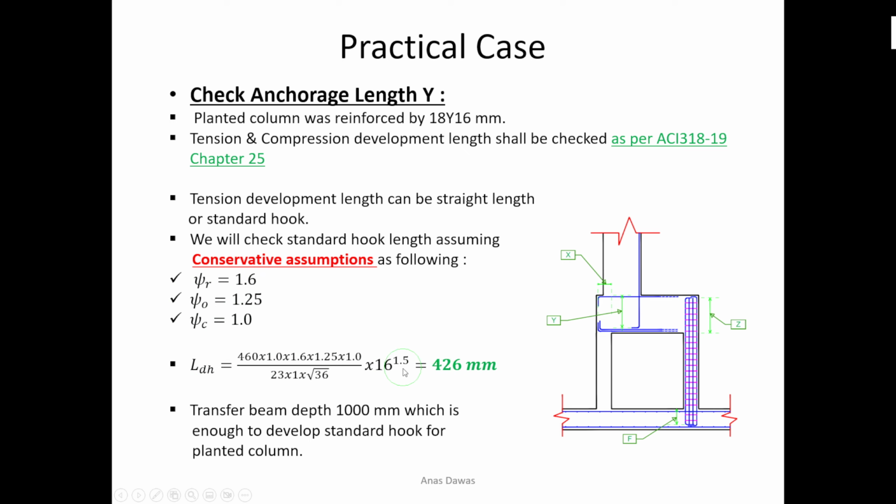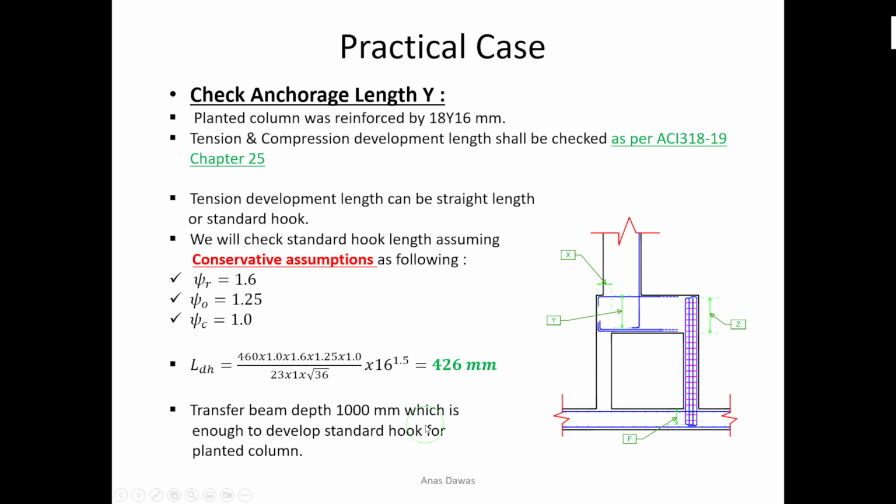426 millimeter. Here the bar is 16, because the transfer column bars were all 16 millimeter in diameter, so the LDH will be 426. Anyway, we have enough distance here to develop this bar. Also, if you would like to check the straight development length, it's up to you, but you have to satisfy a straight bar or at least a standard hook, 90-degree or 180-degree.